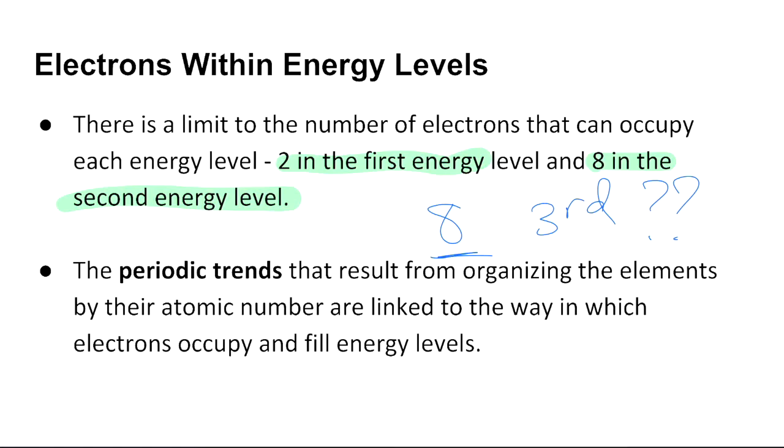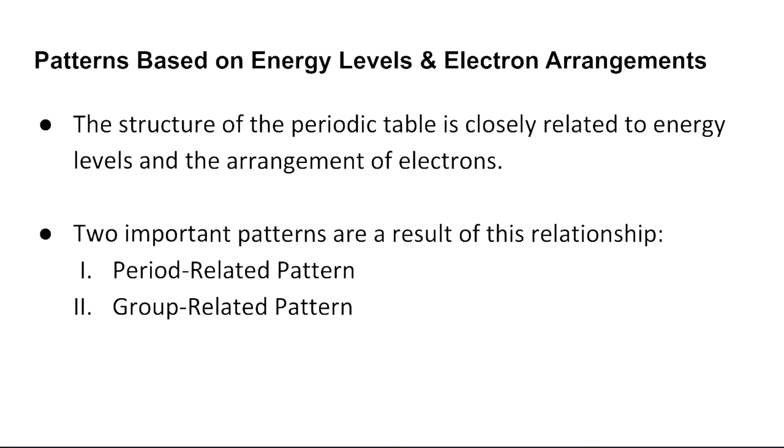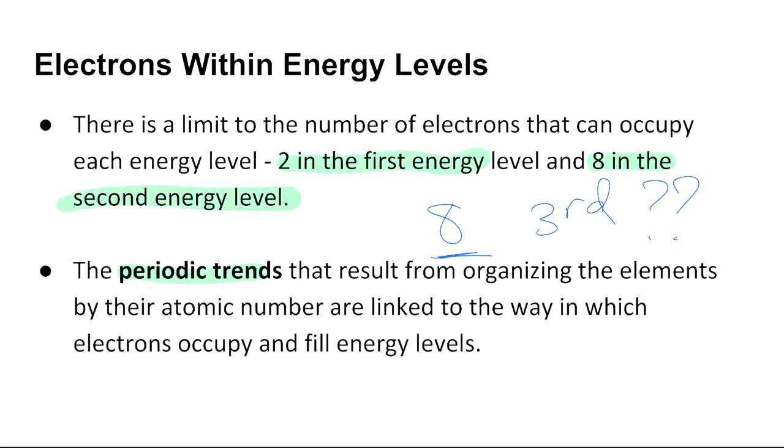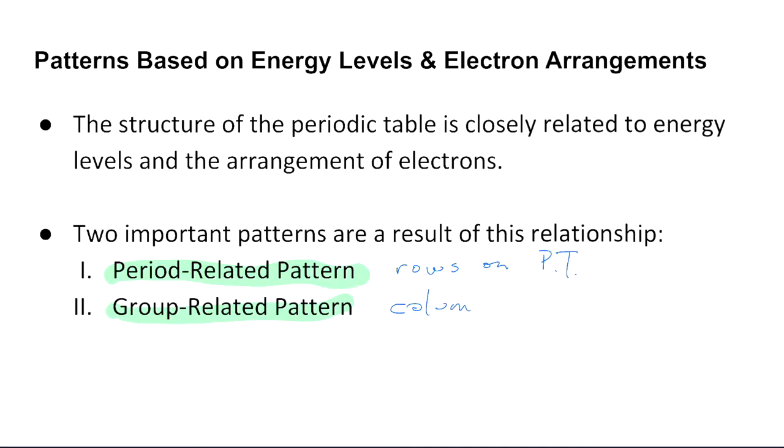Anyway, moving on. The periodic trends that result from organizing the elements by their atomic numbers are linked to the way in which electrons occupy and fill these energy levels. So there are patterns based on energy levels and electron arrangements. There are 2 patterns of relationships to look at when it comes to the arrangement of the periodic table. The first one is the period-related patterns. The periods are, in essence, the rows on the periodic table. The groups, on the other hand, represent the columns on the periodic table.